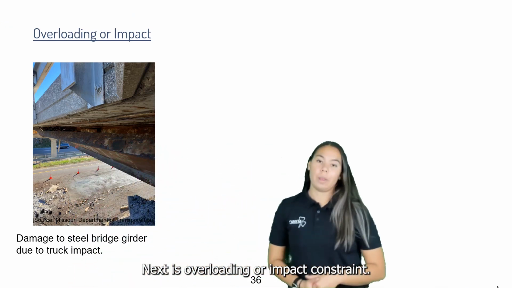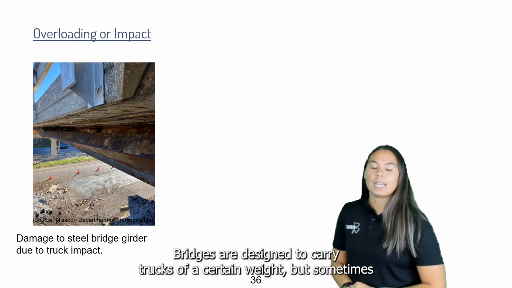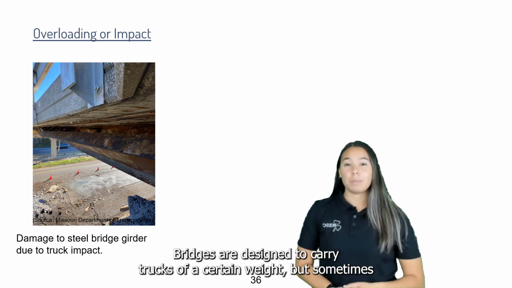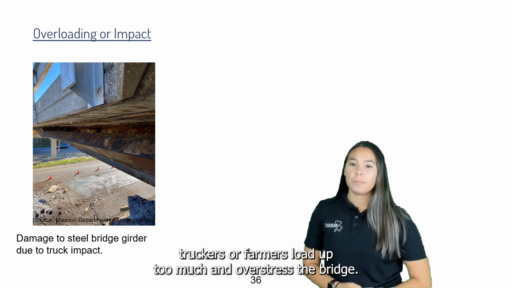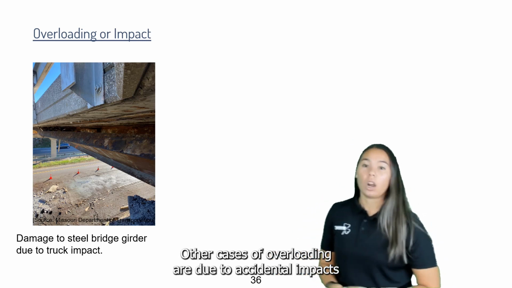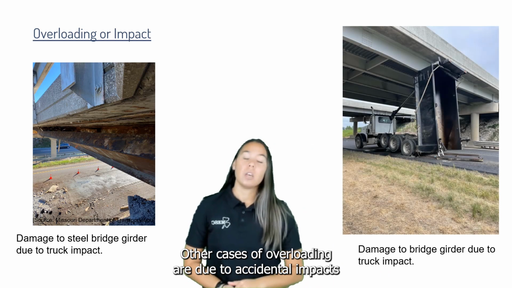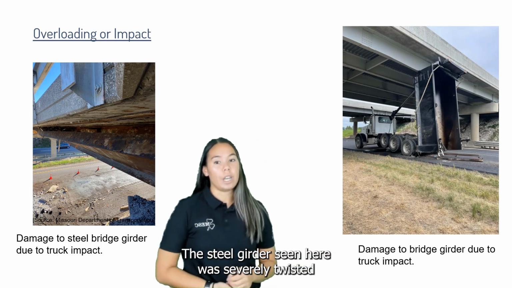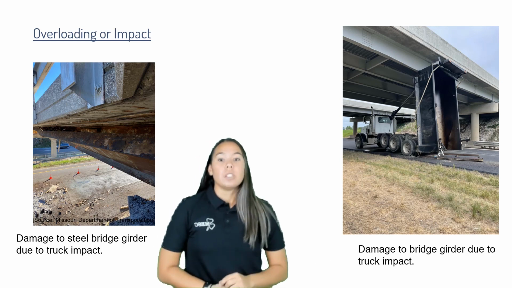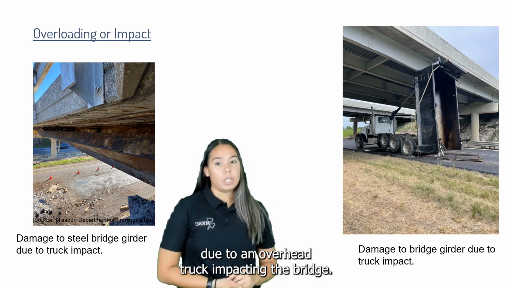Next is overloading or impact constraint. Bridges are designed to carry trucks of a certain weight, but sometimes truckers or farmers load up too much and overstress the bridge. Other cases of overloading are due to accidental impacts, usually attributed to trucks hitting the bridge. The steel girder seen here was severely twisted due to an overheight truck impacting the bridge.